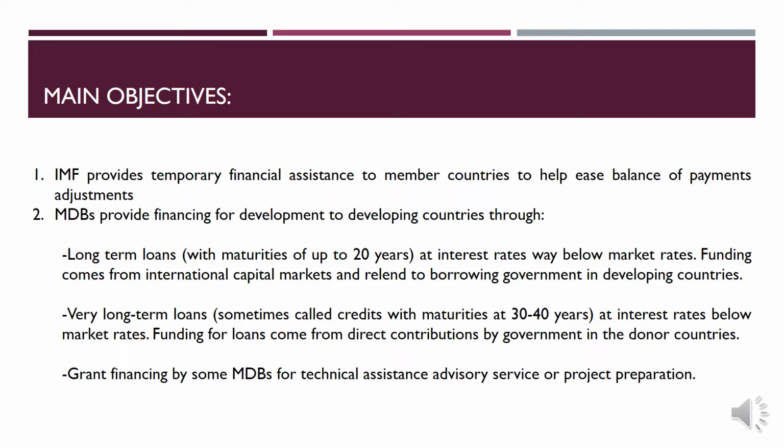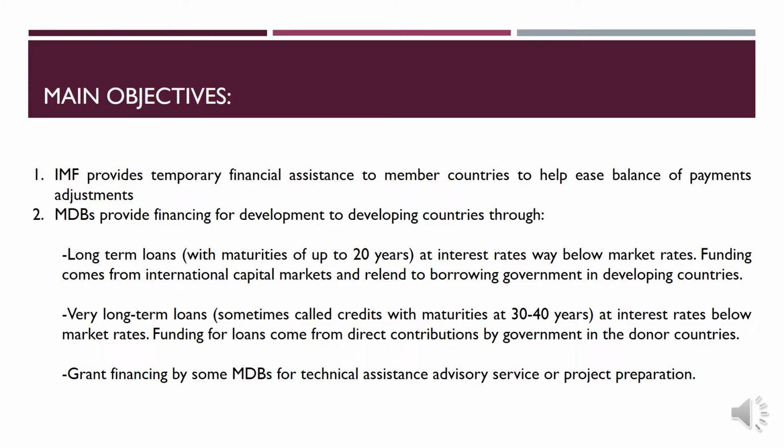So imagine if our government borrowed money from this financial institution and it will be paid for 20 years. So if you are 20 years old now, at the age of 40, that's the time that we have paid already in this financial institution. Okay?